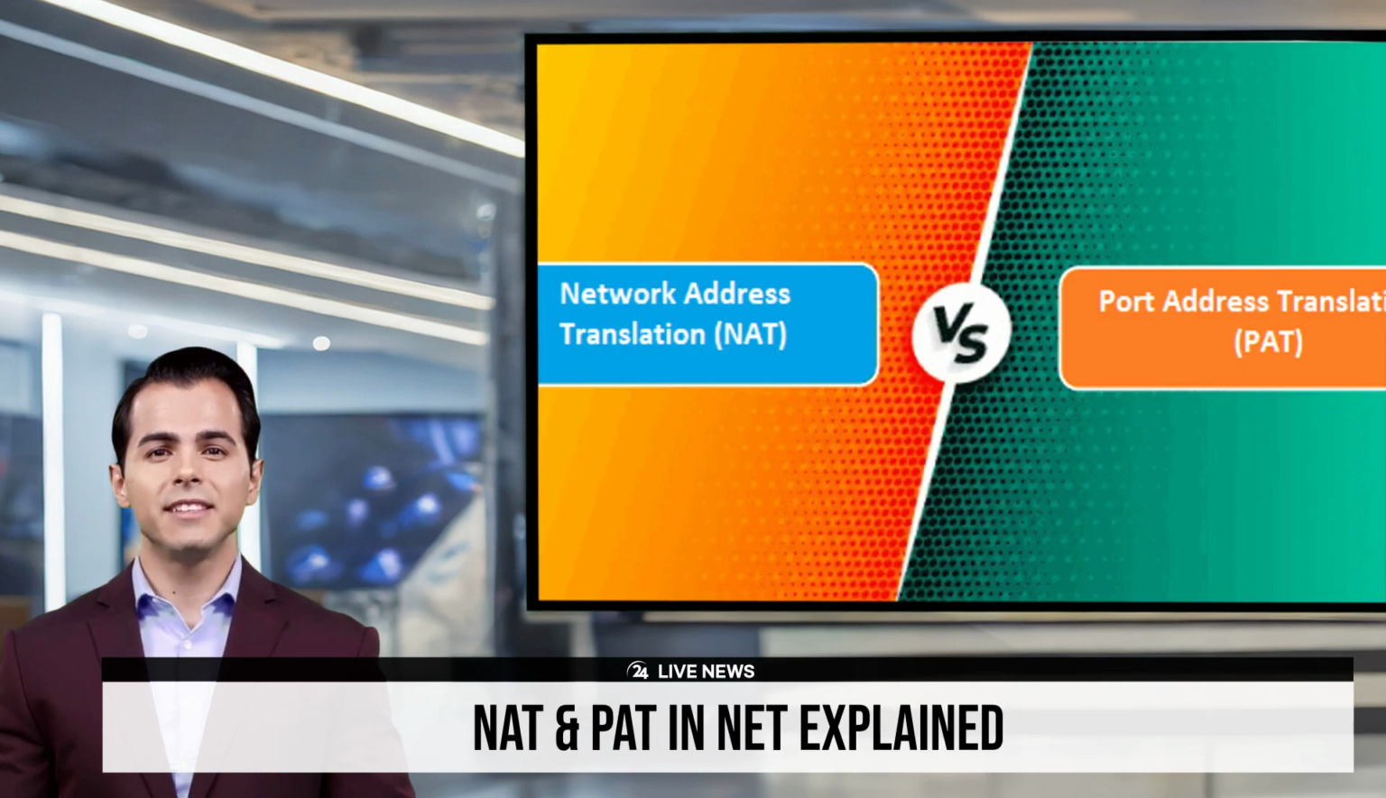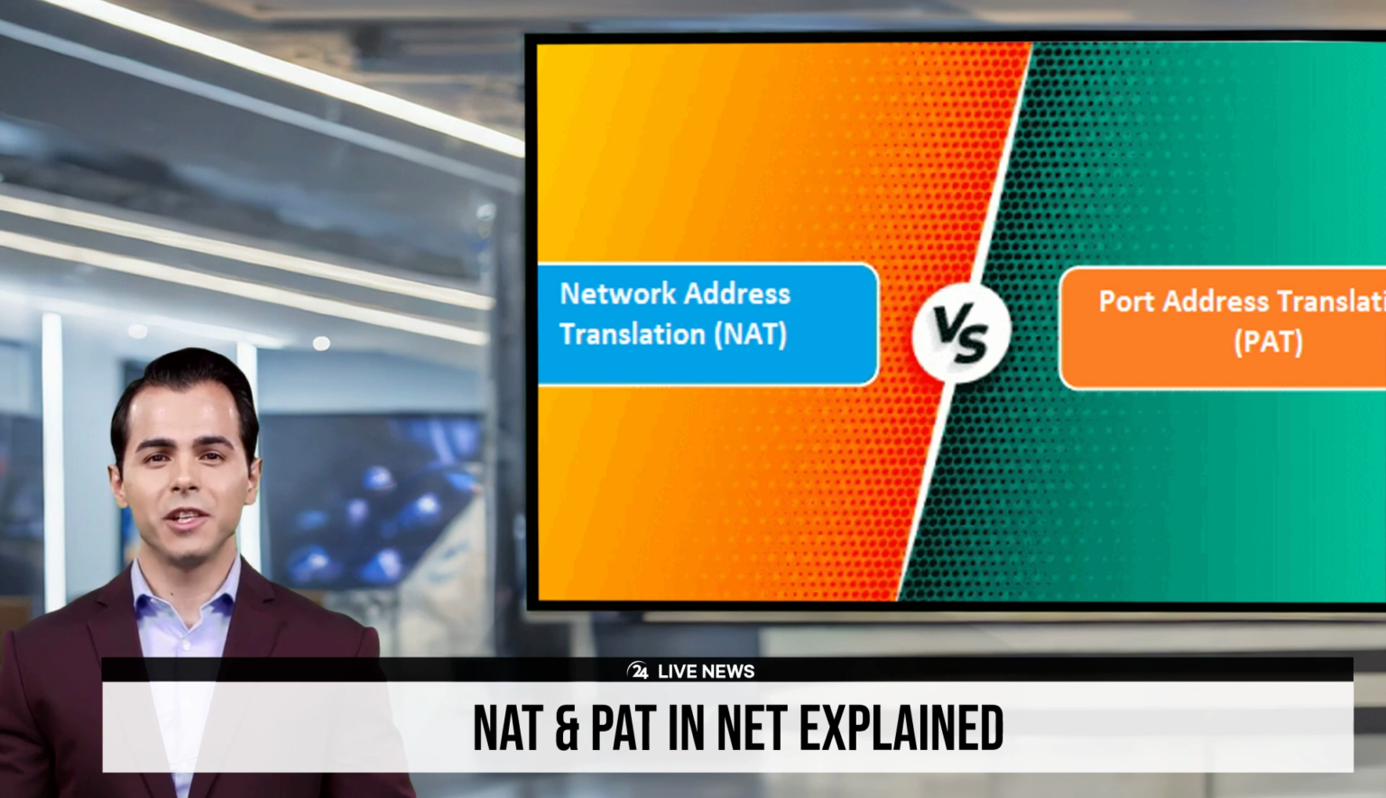3. NAT and PAT. The default gateway often incorporates network address translation and port address translation techniques. NAT allows the default gateway to translate private IP addresses in the local network to a public IP address when communicating with external networks. PAT, on the other hand, enables multiple devices within the local network to share a single public IP address by using different port numbers.